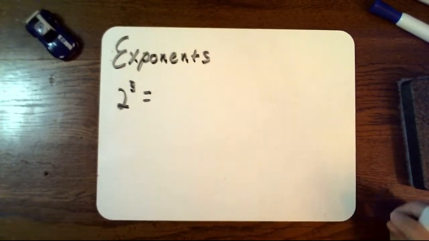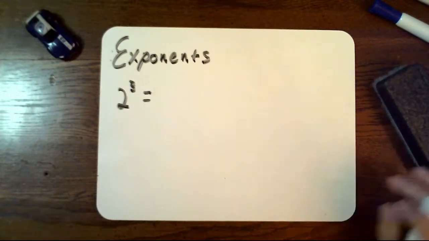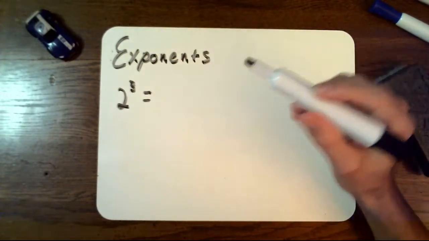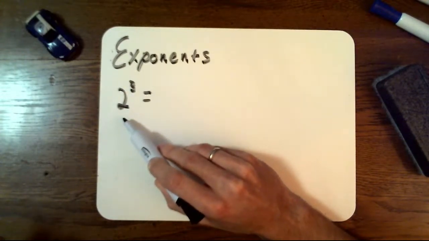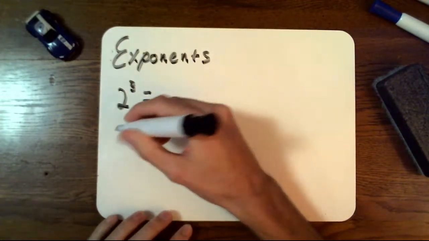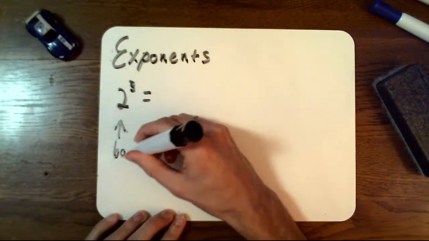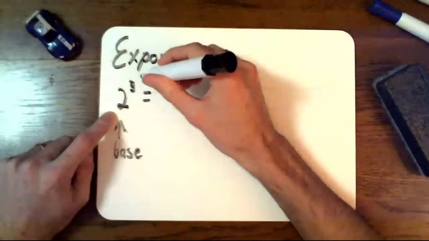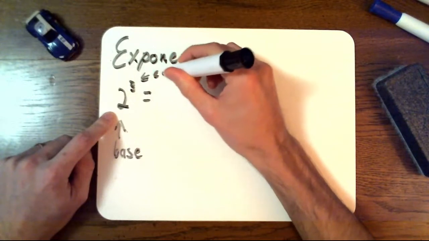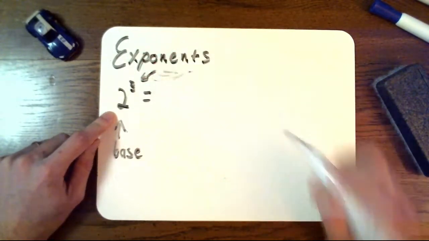I'm going to talk about exponents and how they work, what to look out for. Basically, you got this tiny number hanging out up top of this number. So we would call this number the base number, because this is really the important number. This one is called the exponent.